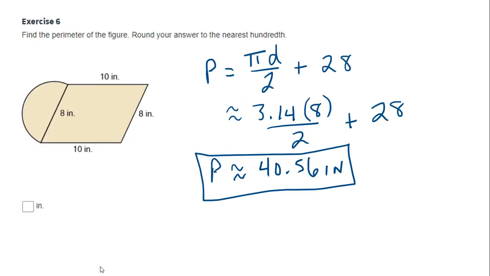Find the perimeter of this figure. So I need to find half the circumference of a circle. And then I just need to add the other 3 sides of that parallelogram. And I do that. And my answer is rounded to the nearest hundredth.